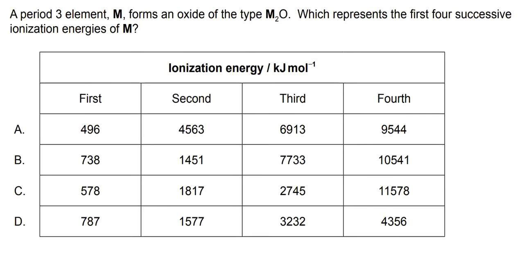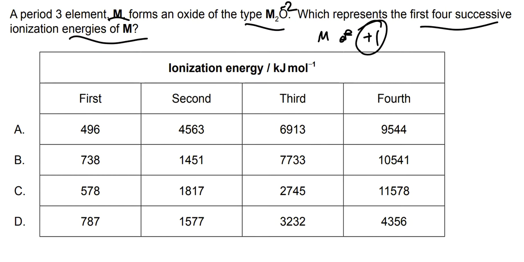A period 3 element M forms an oxide M2O. Which represents the first 4 successive ionization energies of M? So if it's M2O, that means M has an oxidation state of +1, because we need +2 to cancel out the -2 oxidation state of oxygen. So that means it would have a relatively small first ionization energy because it can form this 1+ ion, but afterwards there'll be a huge jump from the first to the second, and from then on it's sort of irrelevant. So if we look, only option A has a large jump.